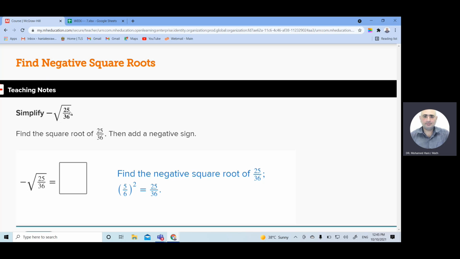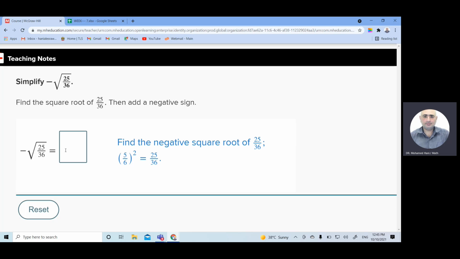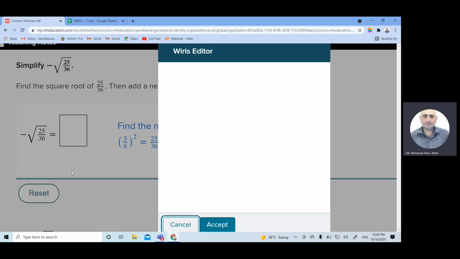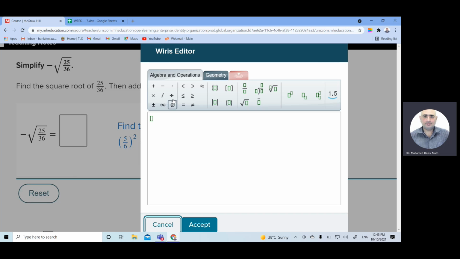Now tell me, what is the radical of 25? 5. What is the radical of 36? 6. So the answer will be 5 over 6. And here at the first, we have minus. So we have minus, then 5 over 6. The answer will be minus 5 over 6.